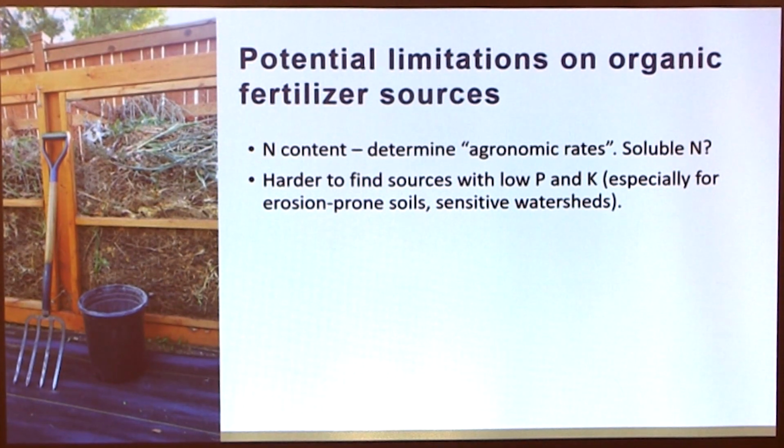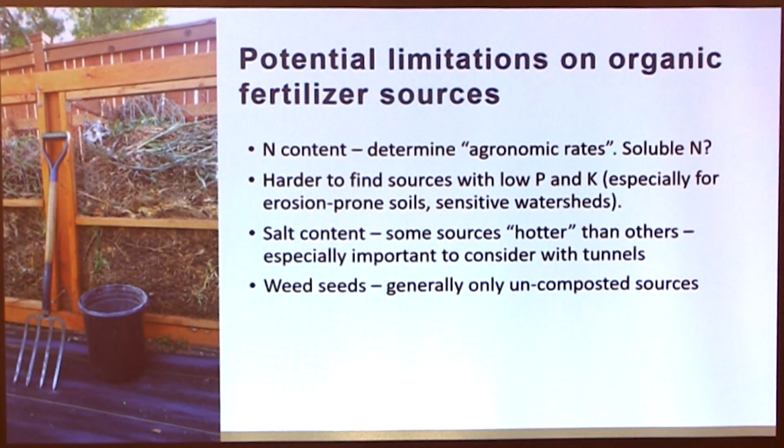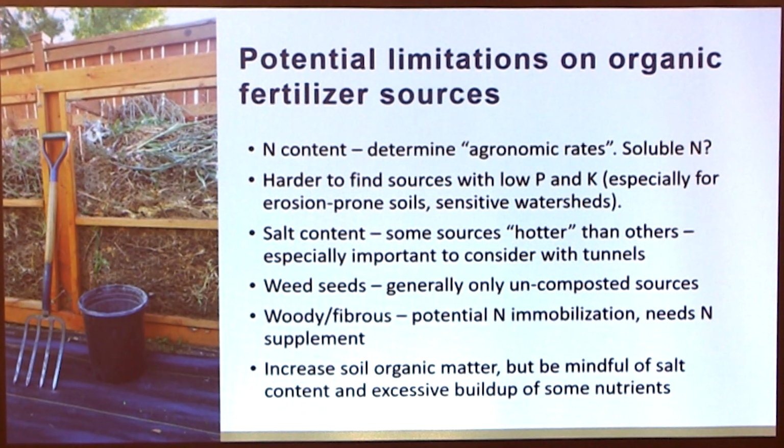Some considerations on organic fertilizer options. Thinking about that nitrogen content, how much N is in there, but then also what is the phosphorus and potassium situation. If there's a lot of phosphorus and potassium, I would use a different source of organic matter. I'd use cover crops, plant material, things like that to increase the organic matter without adding to the P and K. Salt content, some are hotter than others. Weed seeds can be an issue with certain animals and uncomposted sources.